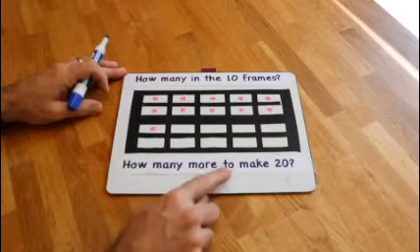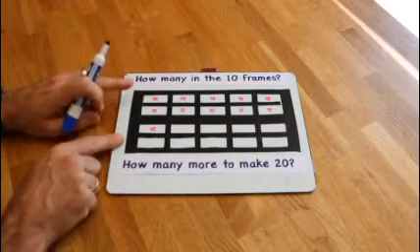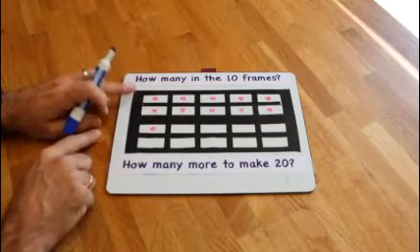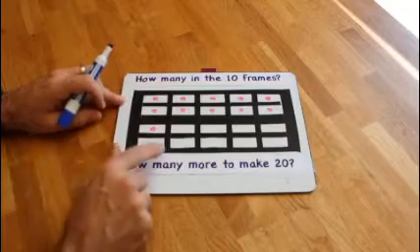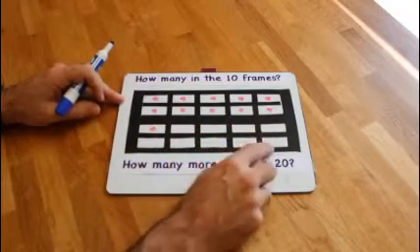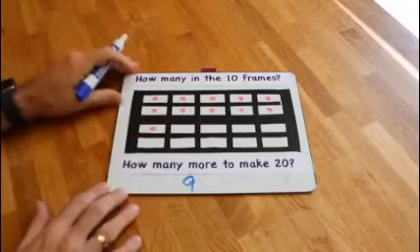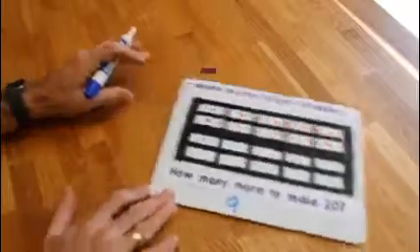How many more to make 20? Okay, so 20 is 2 10s. This one's full, but we got to get this one full, so let's fill it up with 1, 2, 3, 4, 5, 6, 7, 8, 9 more. How do we write a 9? Circle and a line makes number 9.